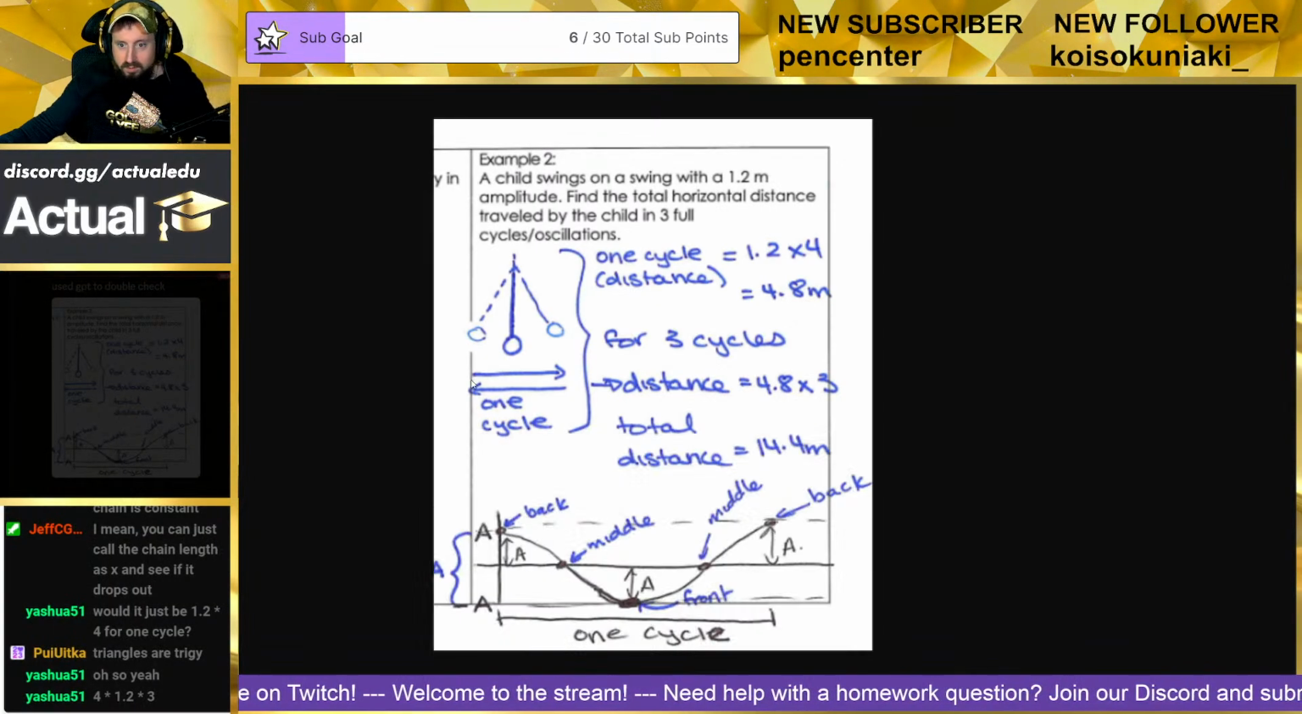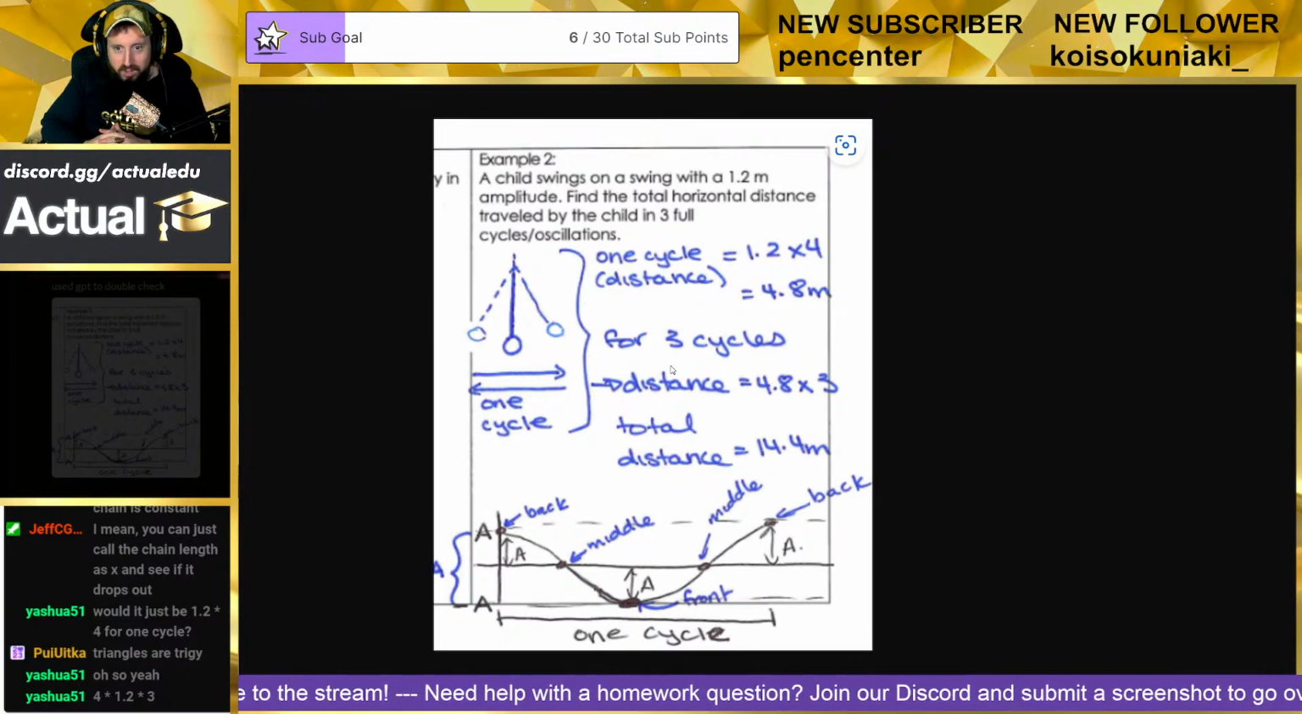Weird, man. Dude, what? Yeah, so your teacher is calling the amplitude... He should have said the 1.2 is the horizontal amplitude. Okay. Yeah, and I guess that's a cute little diagram of it.